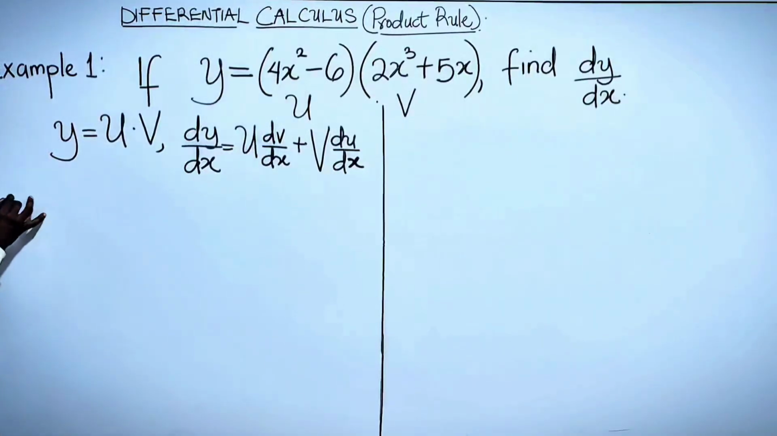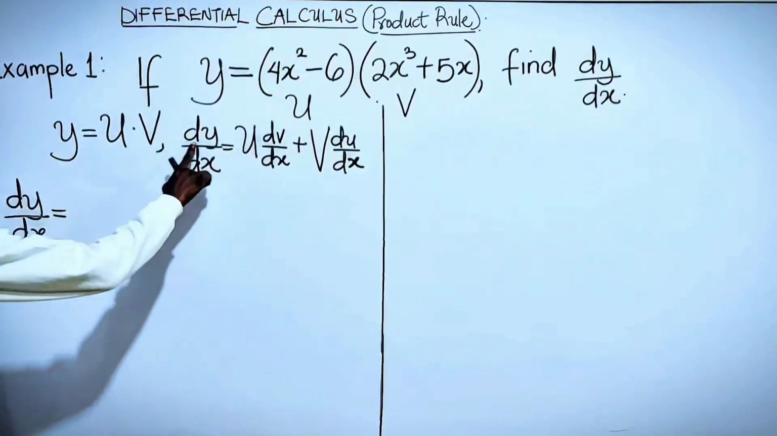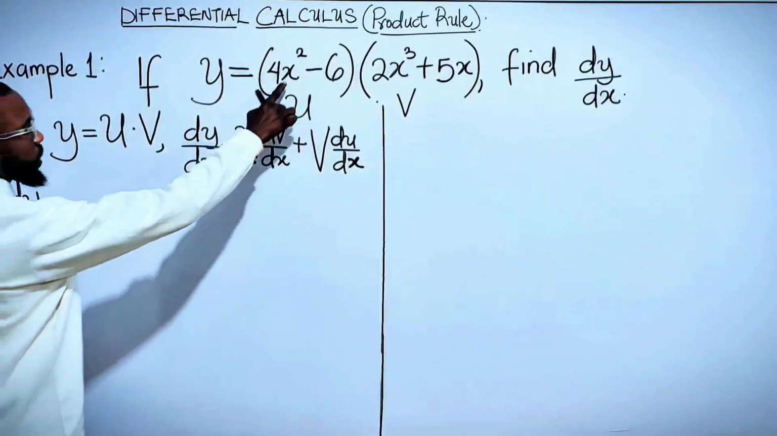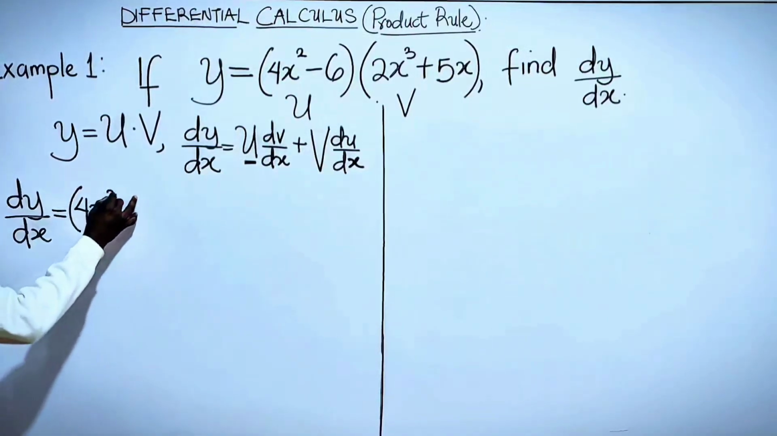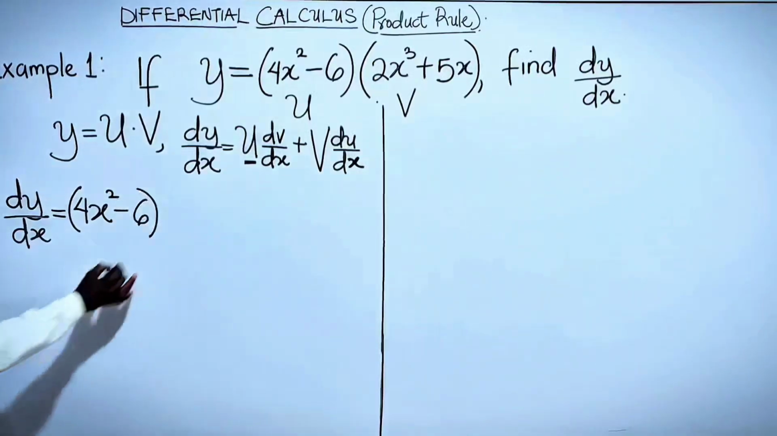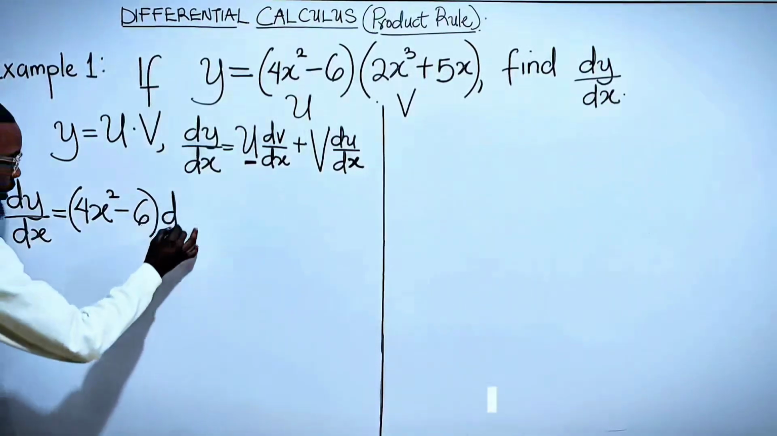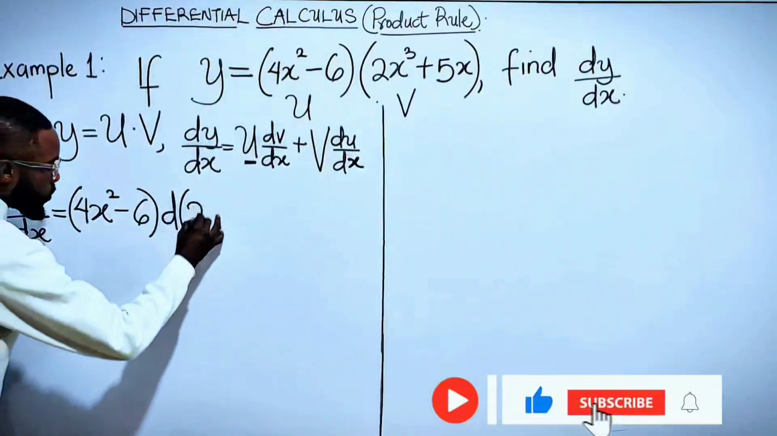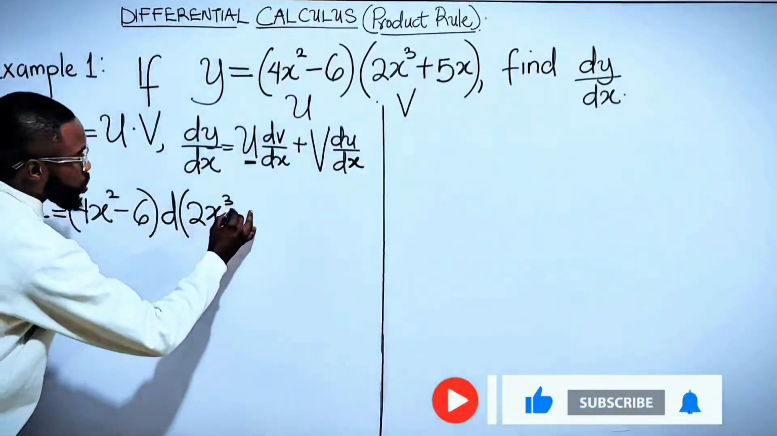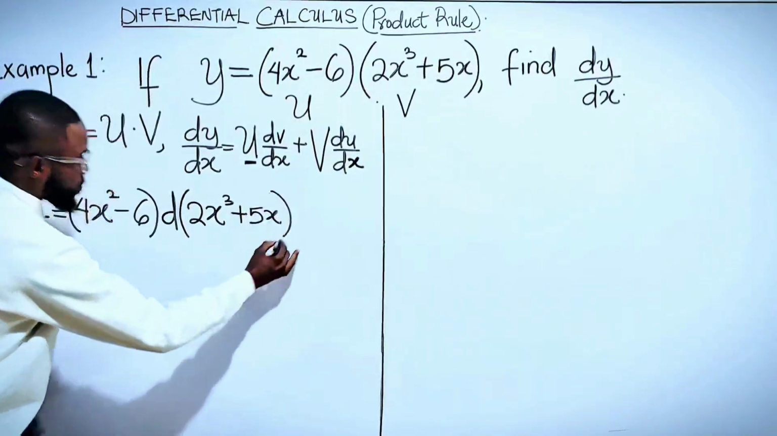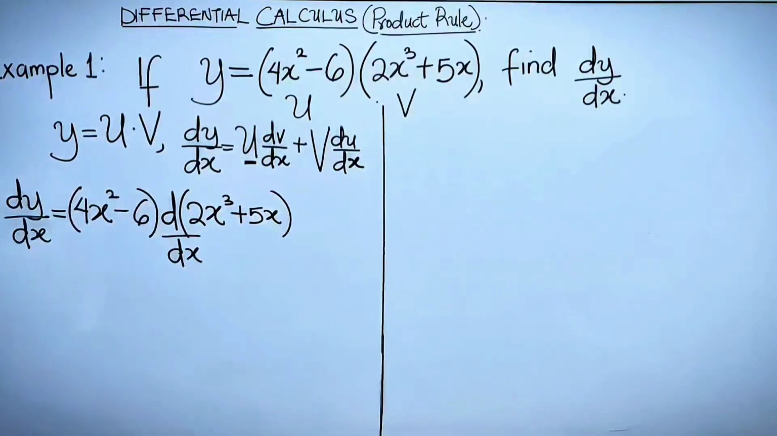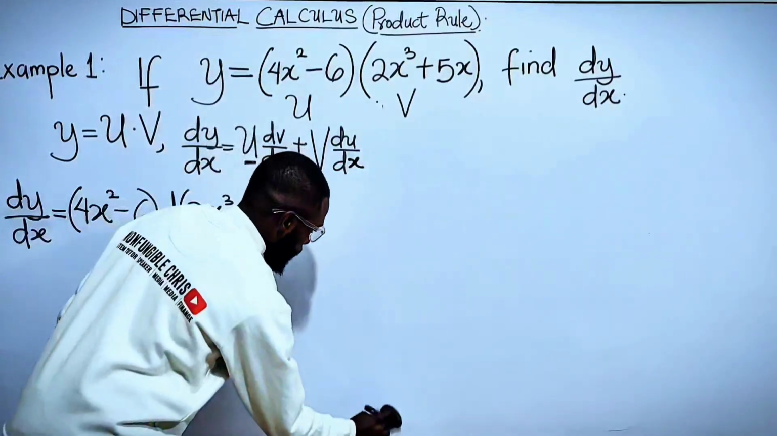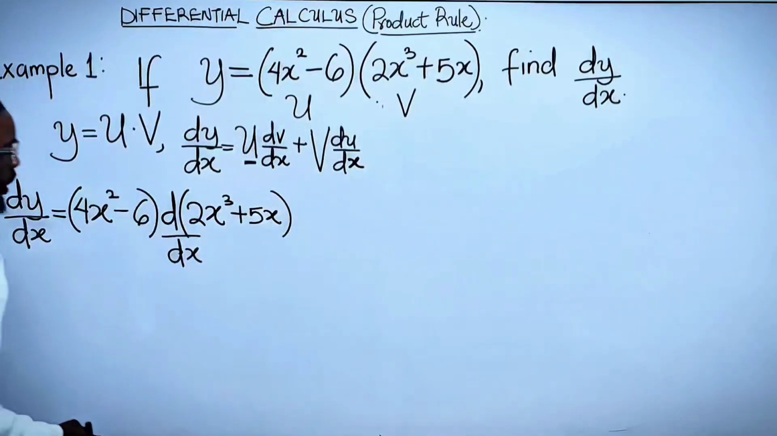For that, we have dy over dx as the value for u first. We're fixing this u first. Our u is 4x squared minus 6. And then we have dv. The value for v is 2x cubed plus 5x, all over dx. I'm just going to clean up this board and take this line off so we can have a straight equation. That's the first value.